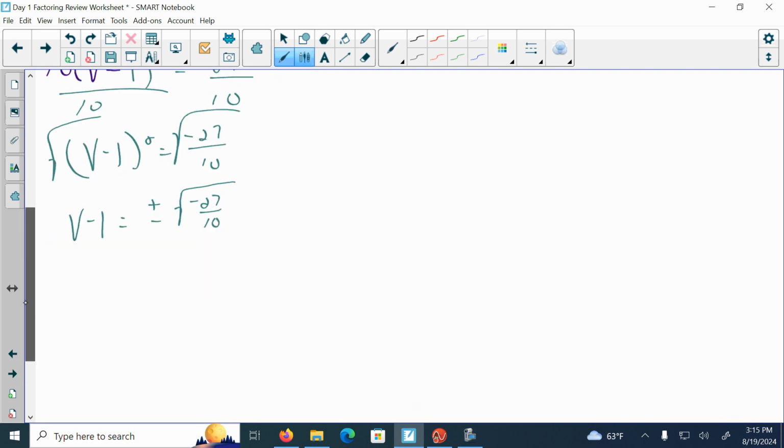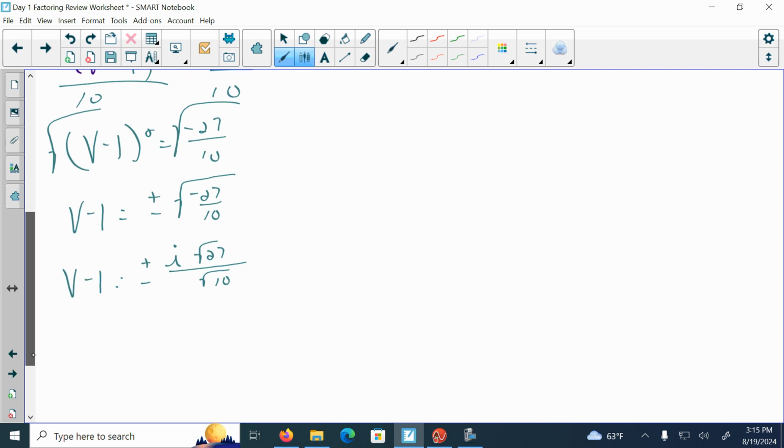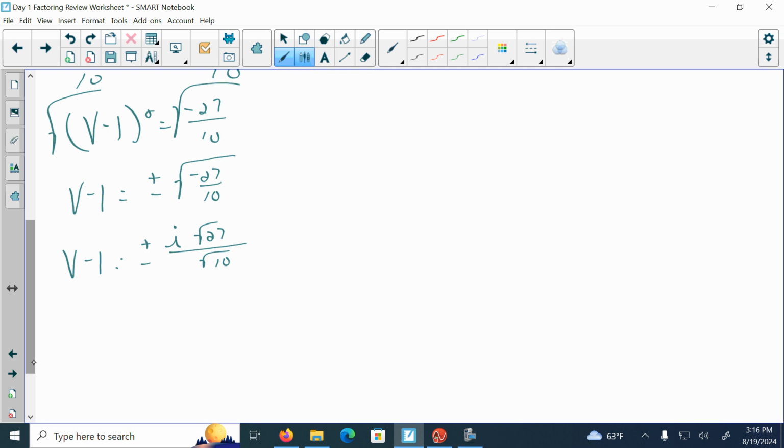So we have b minus 1. I'm going to take care of the negative by putting an i there and think of it as the square root of 27 over the square root of 10. If I could simplify anything between the 27 and 10, I would do that right now, but I can't, so I'm not going to. Now I need to simplify the square root of 27 and the square root of 10.